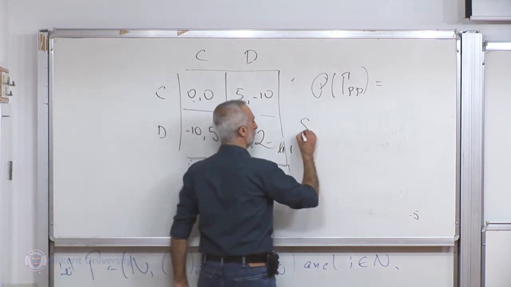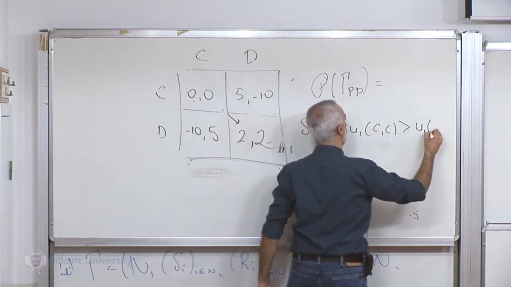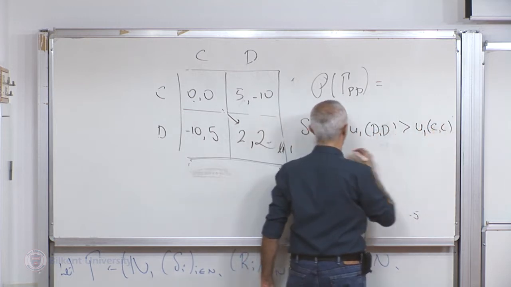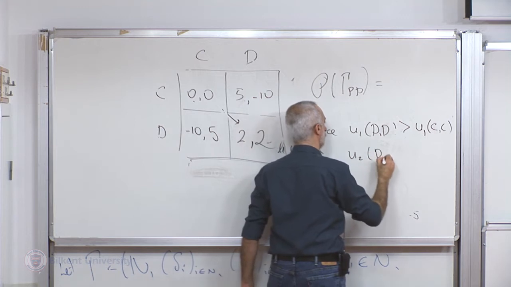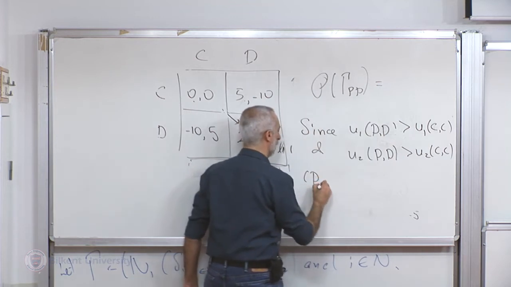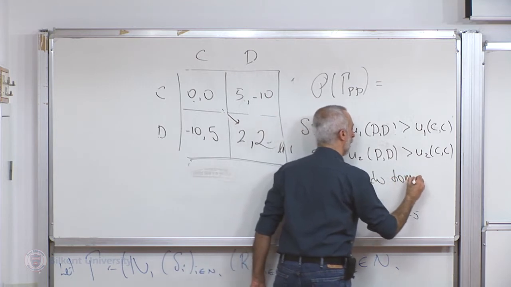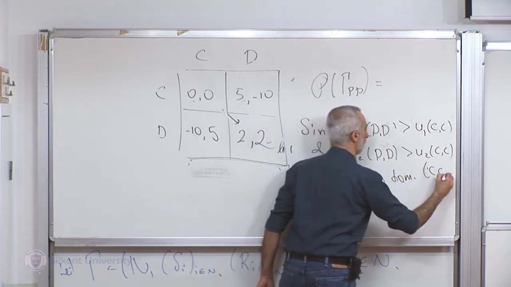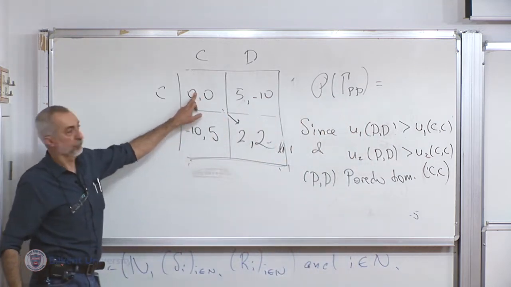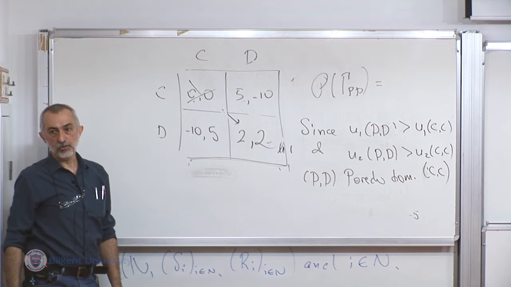Since U1 of DD is bigger than U1 of CC, and U2 of DD is bigger than U2 of CC, DD Pareto dominates CC. Hence, CC is not Pareto efficient. What about CD? Is CD Pareto efficient?